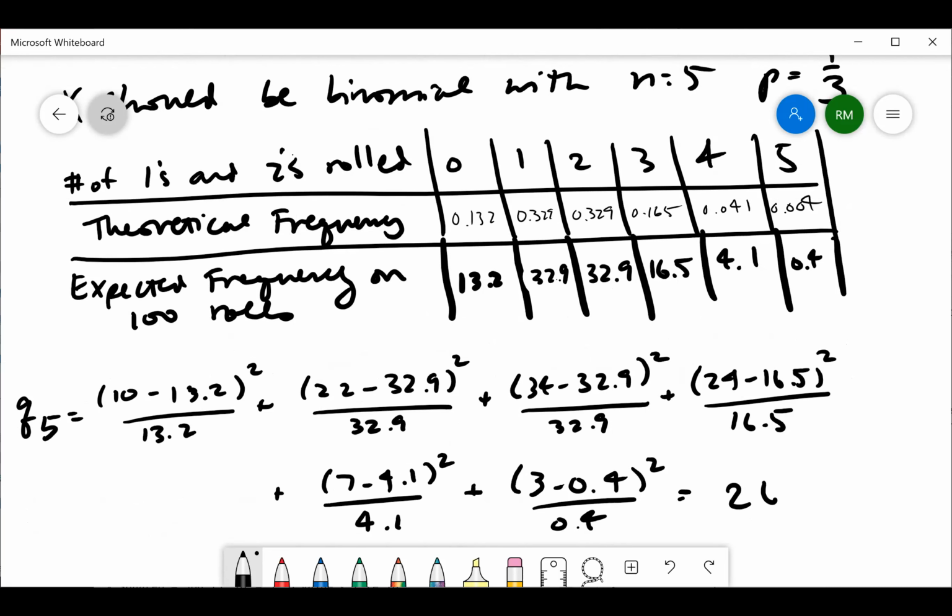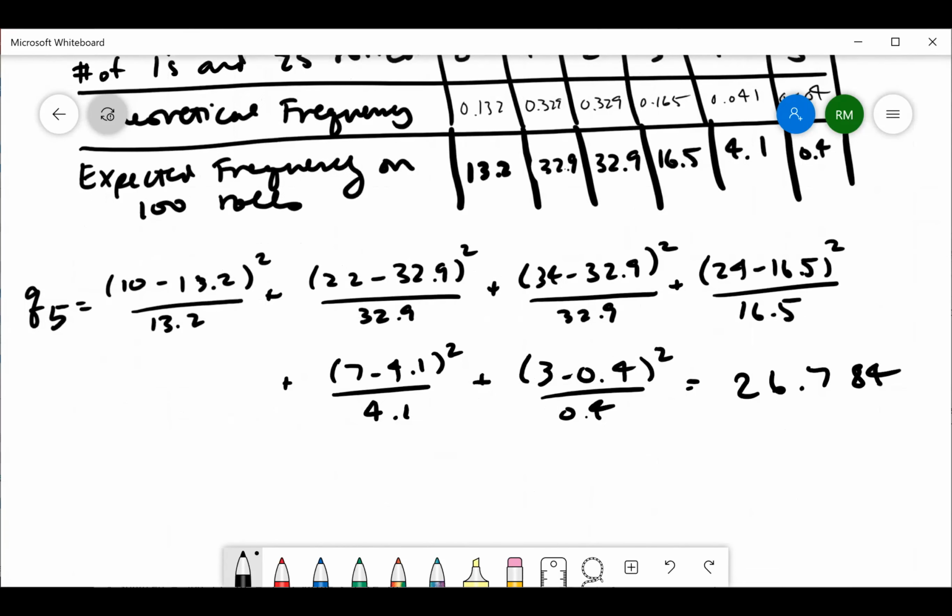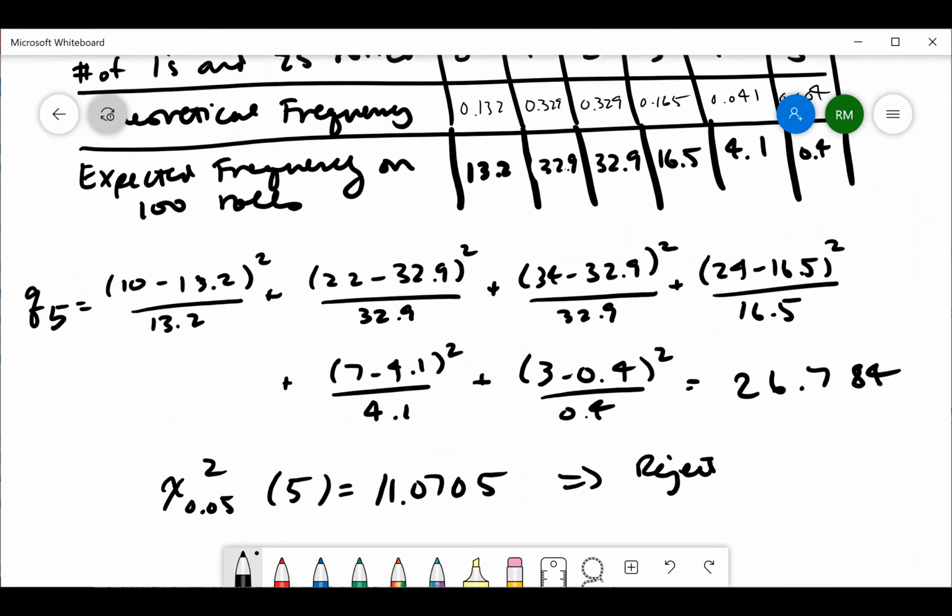And we get a chi-square value of 26.784. And the cutoff value for a 5% significance test is 11.0705. So this would tell us that we reject the null hypothesis and accept H1.